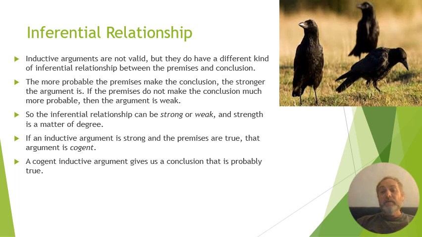So the name for the kind of inferential relationship you have in an inductive argument is either strong or weak. And unlike validity and invalidity, strength and weakness can be a matter of degree. An argument might be more or less weak. So you might ask, how many crows do I need to observe to have a strong argument, reasonably, that the next crow I observe will be black? Is 2 enough? Is 10 crows enough? Is 100 crows enough? Well, to really answer that question properly, you need a little statistics.